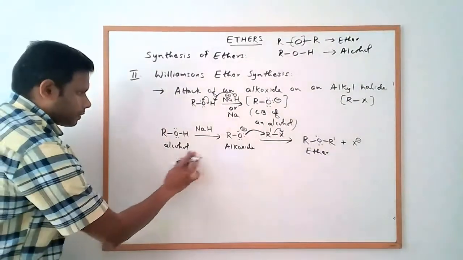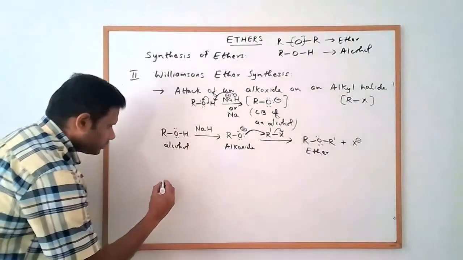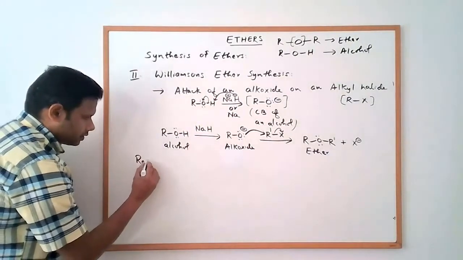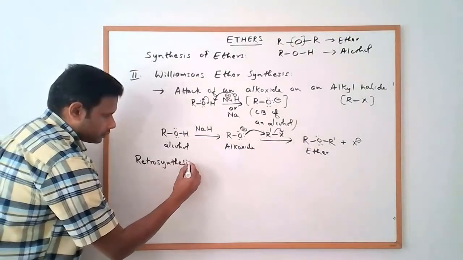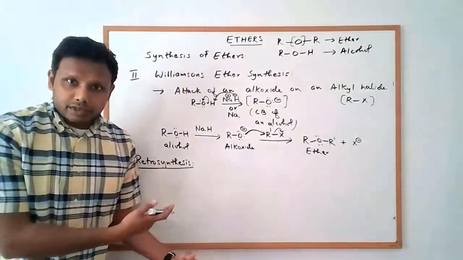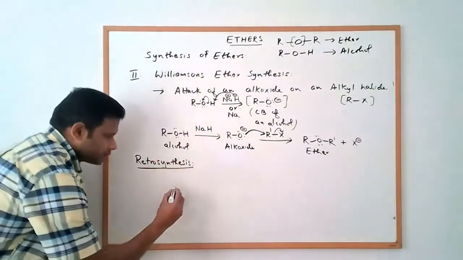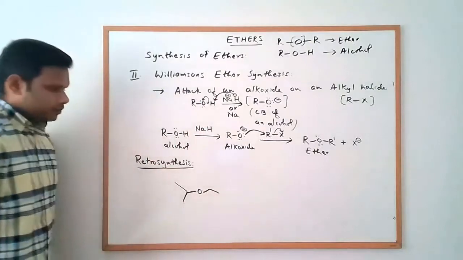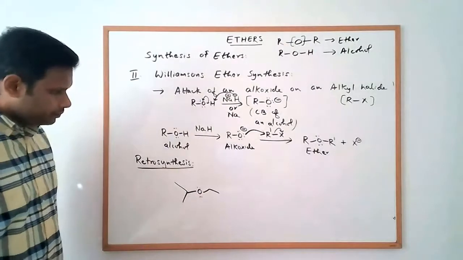So let's say we want to make a particular ether, okay? And this example is for retrosynthesis. It's an example to demonstrate retrosynthesis as applied to Williamson's ether synthesis. So let's say we want to make this ether. That's our product. We want this ether.